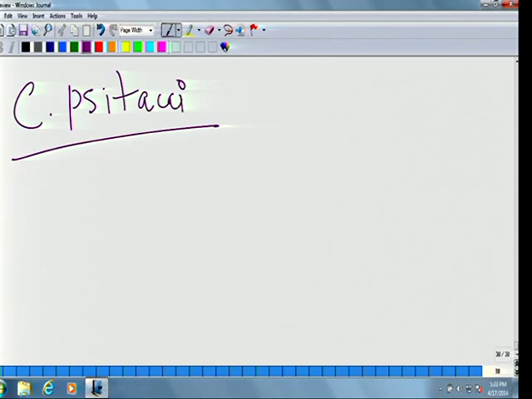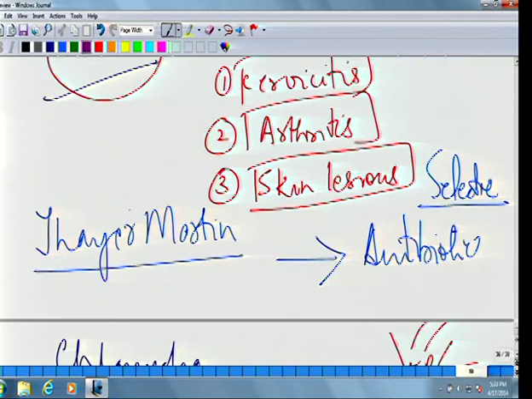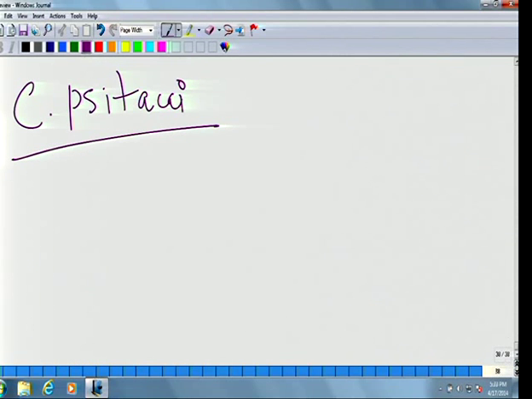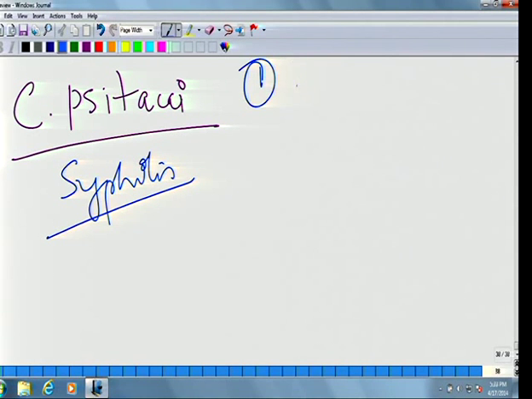Then you have syphilis and the spirochetes. That was done some time back, isn't it? Syphilis. Okay, so quickly, the syphilis and leptospira, because these are such important bacteria. So what are the characteristics? It's a spirochete, Treponema pallidum. We are looking at Treponema pallidum.